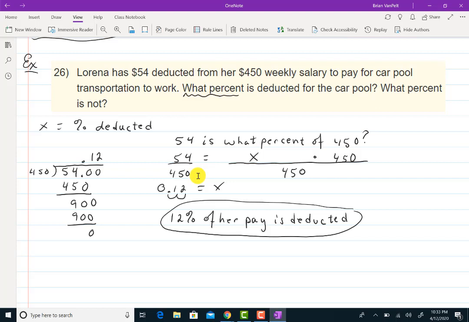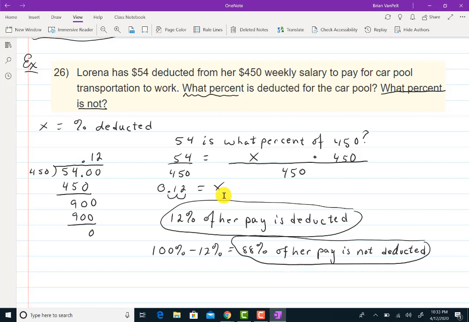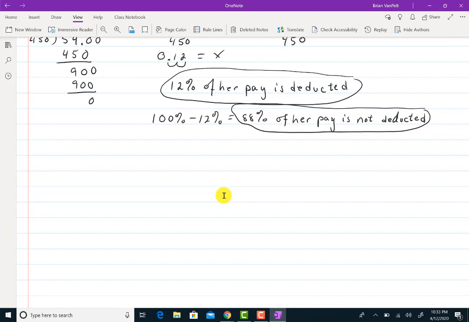That was the first question. There's actually two questions. What percent is not? Well, this is easy. Her whole pay is 100%. Well, if you're using 12% for the carpool, then she has the rest left over, which is 100% minus 12%, and that's 88% of her pay is not deducted. Moving on. My next one I want to do is problem number 30.